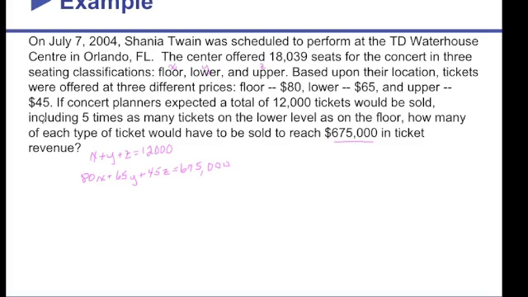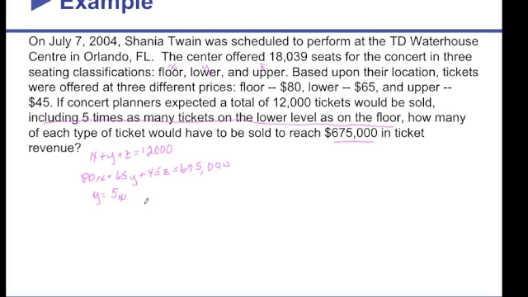We also know this fact. There's going to be 5 times as many tickets on the lower level as on the floor. This becomes important. Now think about it. Where is there more? On the floor or the lower level? 5 times as many on the lower level. So the lower level tickets are Y, and there's going to be 5 times as many of those as on the floor. So that will equal 5 times X.